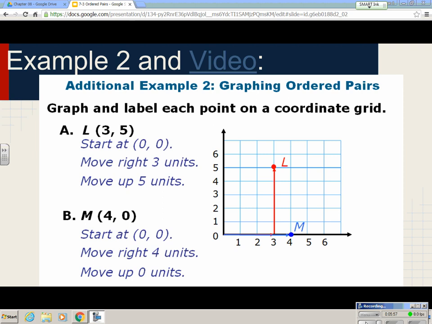For B, we have M. It's 4 and 0. I always like when it's 0. It means we don't have to move anymore. So we're going to go to the right 4. You can see where we did that. And we didn't go up or down at all because it's at 0. It means 0 movement needed up and down. So you put the dot and you put the M. Copy all this down in your notebook, especially my directions, so you can't screw it up and get it wrong at all.